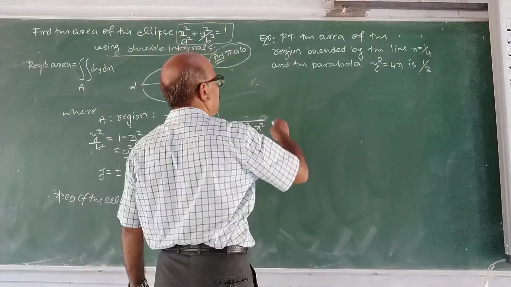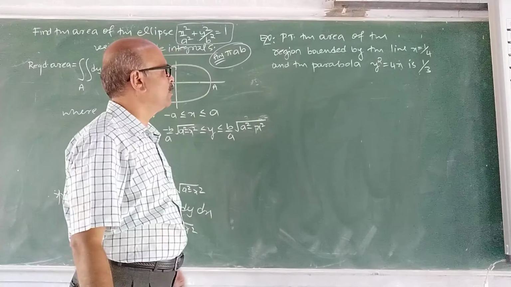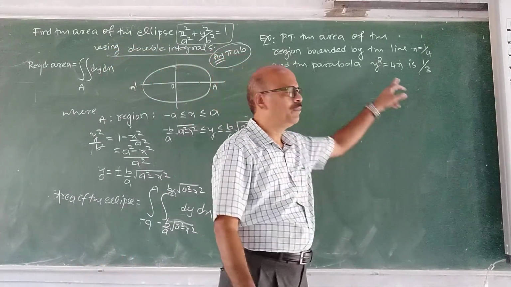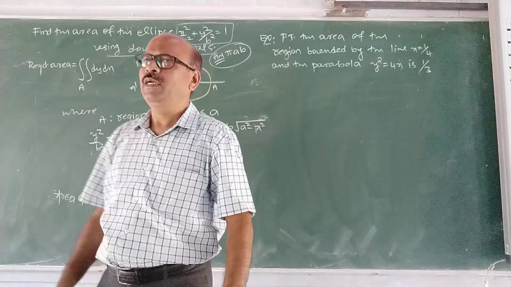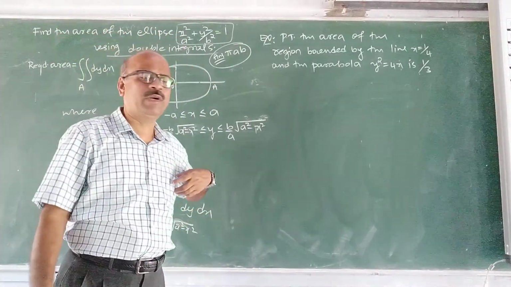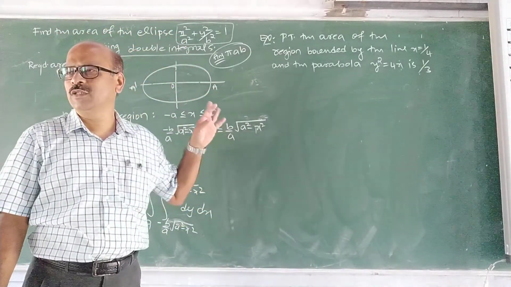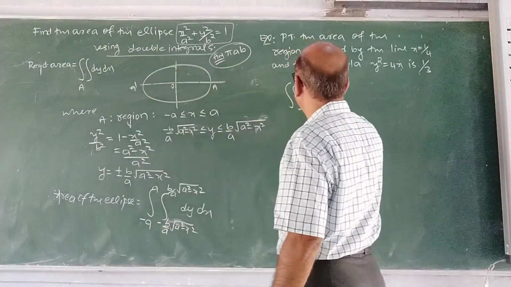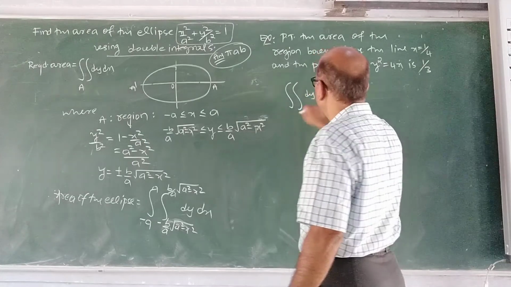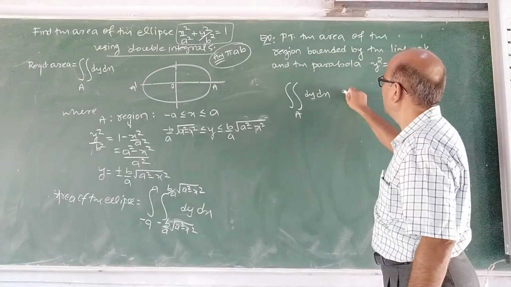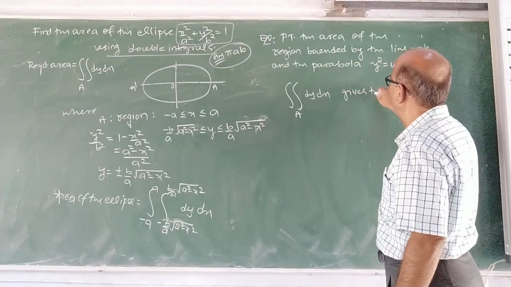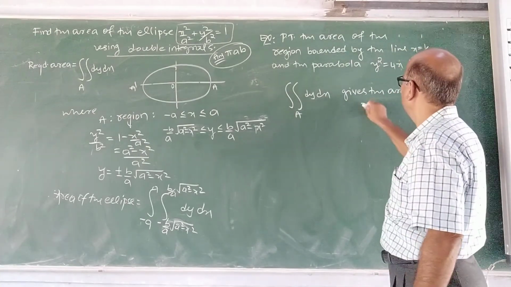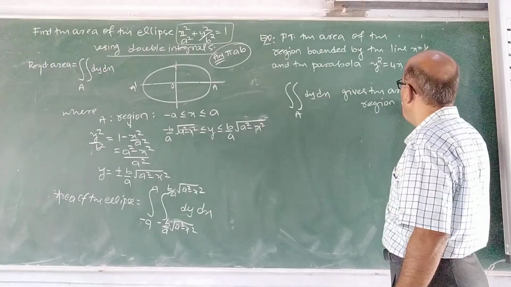The problem is: prove that the area of the region bounded by the line x = 1/4 and the parabola y² = 4x is 1/3. It is not mentioned, but you have to use double integrals only here. The double integral of dy dx over the region A gives the area of the region A.